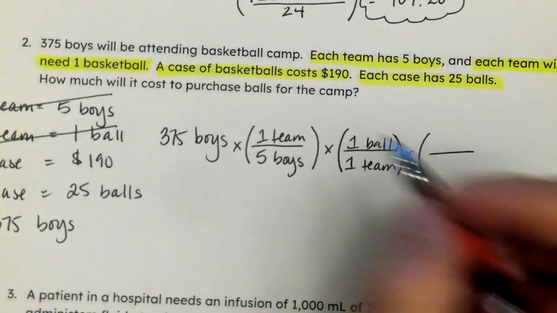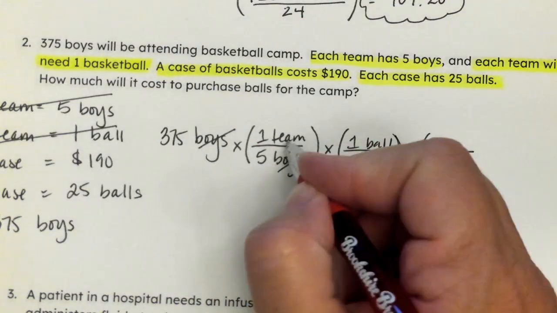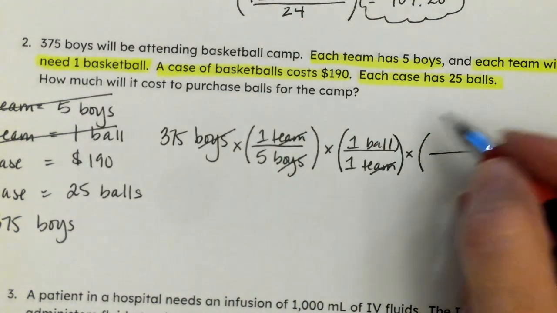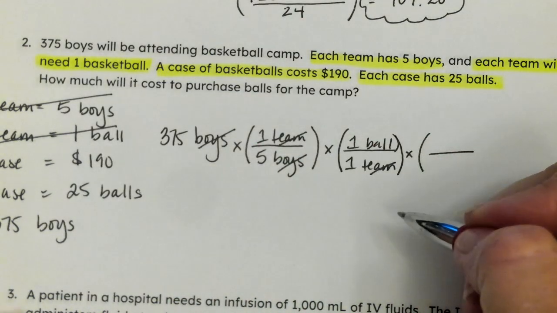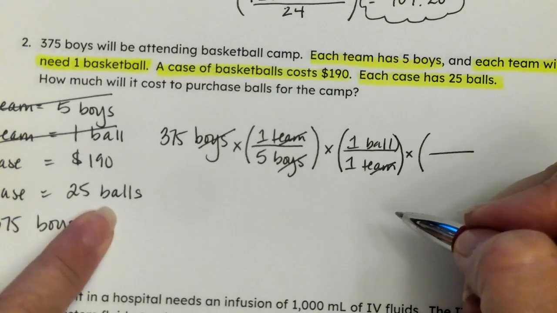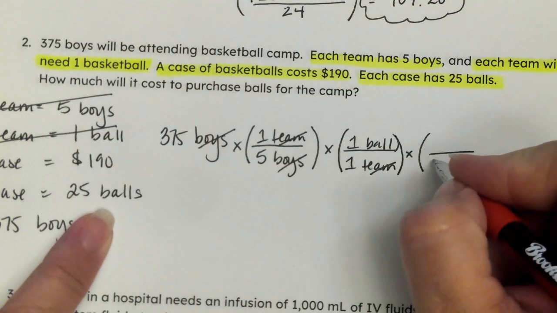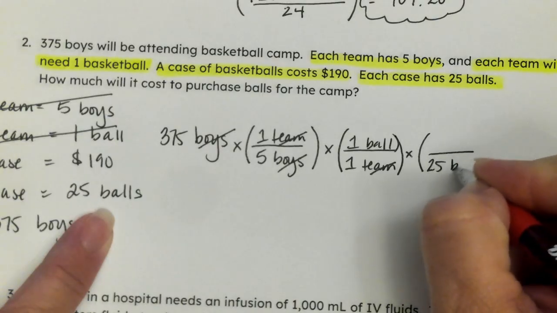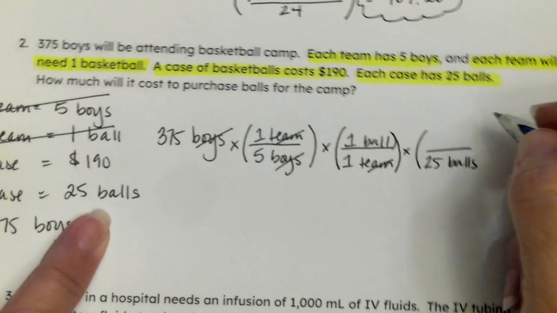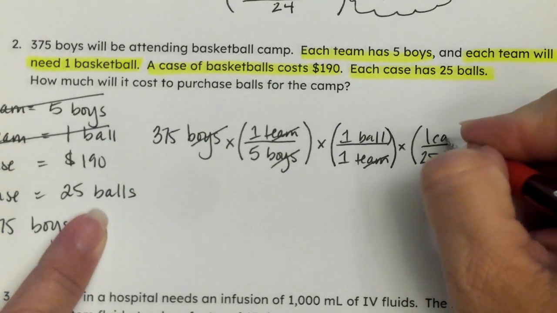Okay, my next step. Okay, let's go ahead and cancel some units. We have used boys and team and team. Now we have ball. So let's see. Here's the one that has balls. So there are going to be 25 balls in every one case.